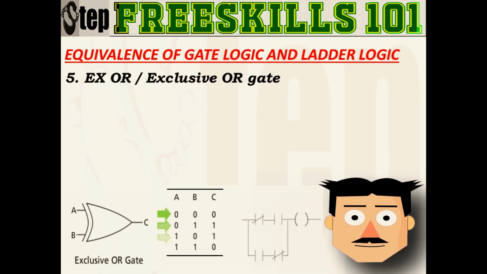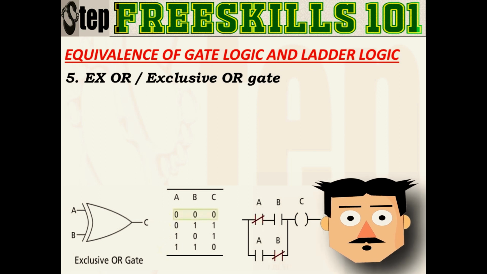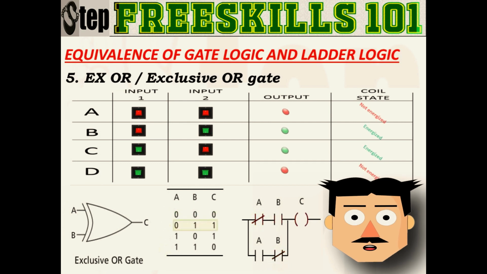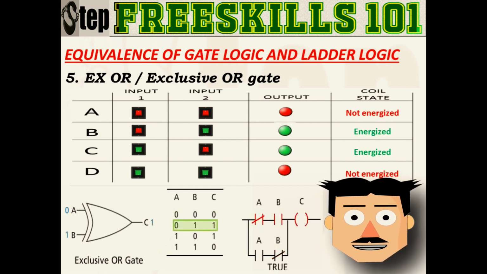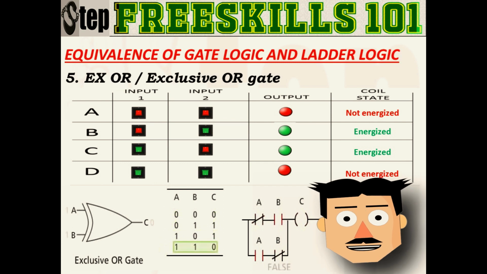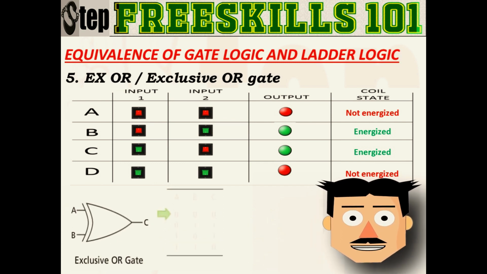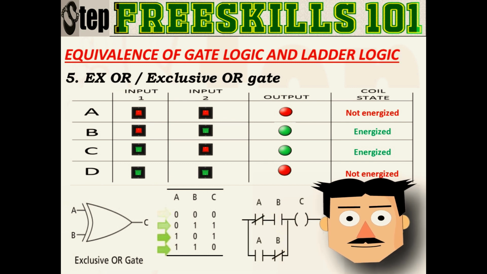Six, exclusive NOR. In the exclusive NOR gate, if either one of them is on and the other is off, then the output is de-energized. So having both on or both off energizes the coil. This is used when you want to have a synchronized process for 1 and 2. They are on and off at the same time.